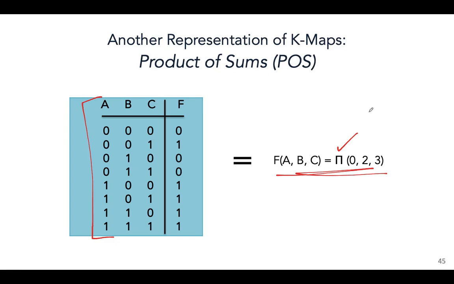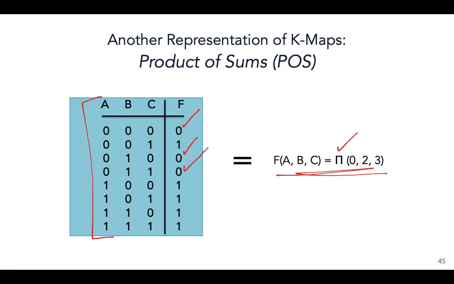In case of SOP, we were talking about those cells in the K-map or those rows whose output was 1. But in case of POS, we talk about those cells of the K-map or those rows whose output is 0, right? So this is the 0th row, 1st row, 2nd row, 3rd row, 4th, 5th, 6th, 7th. And we're focusing only on those rows whose output is 0. Instead of 1 now, we're talking about 0. So this is what is different between SOP and POS.